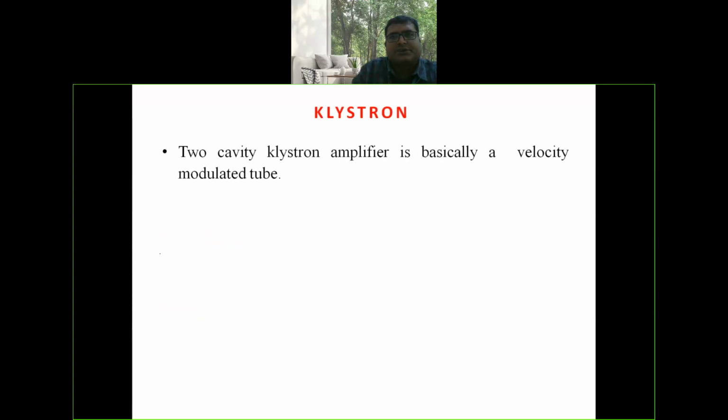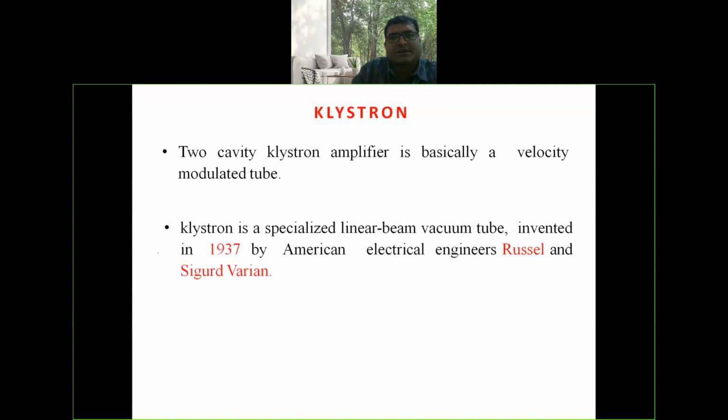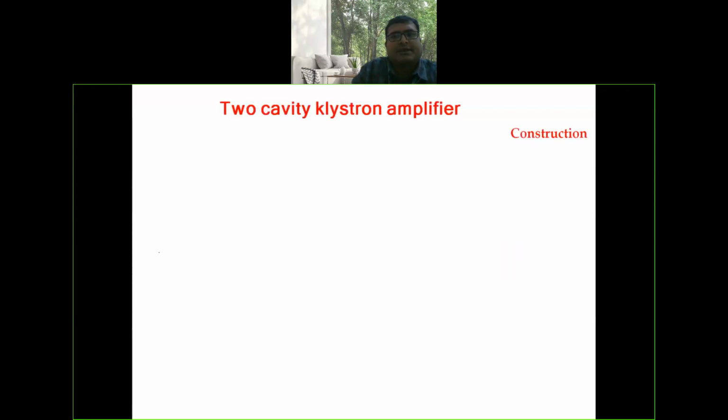Klystron. Two cavity Klystron amplifier is basically a velocity modulated tube. Klystron is a specialized linear beam vacuum tube invented in 1937 by American electrical engineers, Russell and Sigurd Varian. Construction of two cavity Klystron amplifier.